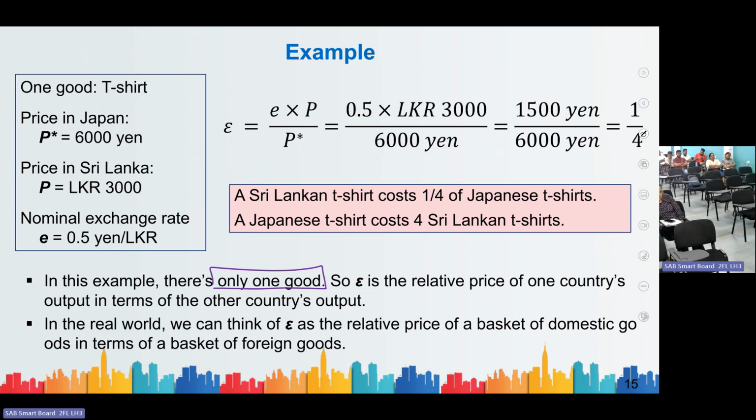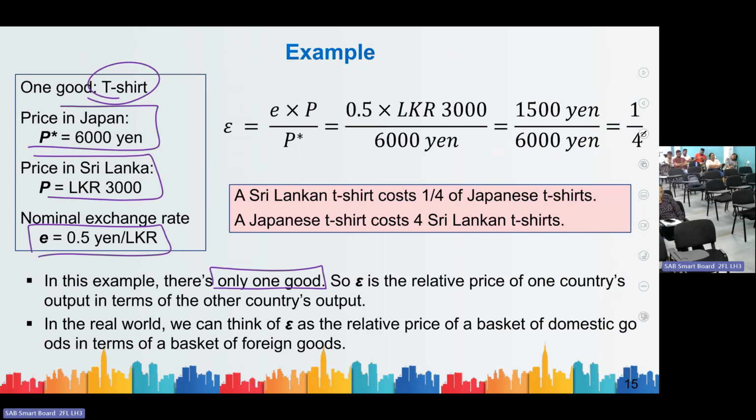Let's say the exchange rate between LKR and yen, the nominal exchange rate, is 1 LKR equals 0.58 yen. And the product is a t-shirt. The same t-shirt can be purchased in Sri Lanka and in Japan. The price of the t-shirt in Japan is 6,000 yen. The same t-shirt can be purchased in Sri Lanka at a price of 3,000 LKR.